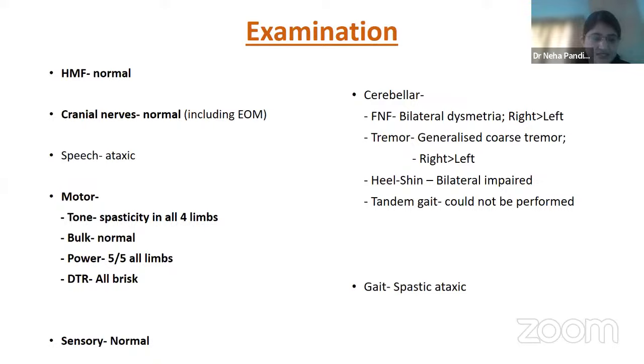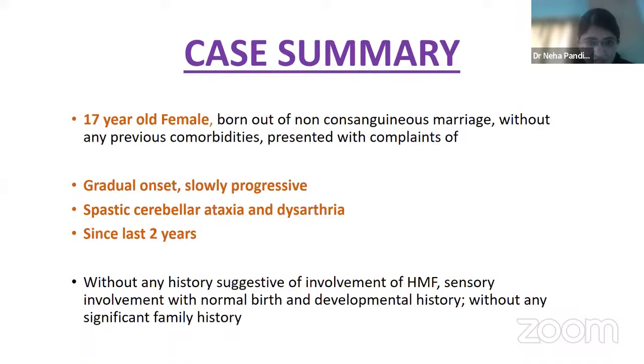To summarize, this is a 17-year-old female born out of a non-consanguineous marriage without any previous comorbidities who presented to us with complaints of gradual onset, slowly progressive spastic cerebellar ataxia and dysarthria since the last 2 years, without any history suggestive of involvement of higher mental function or sensory involvement, with normal birth and developmental history and without any significant family history.